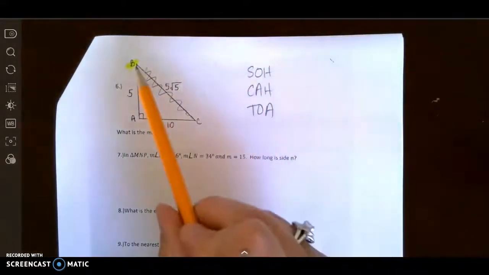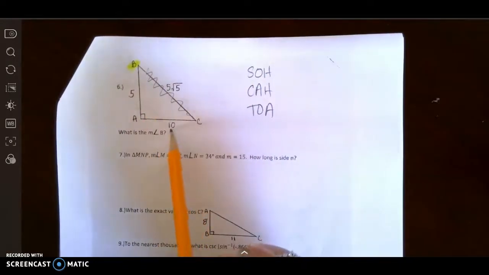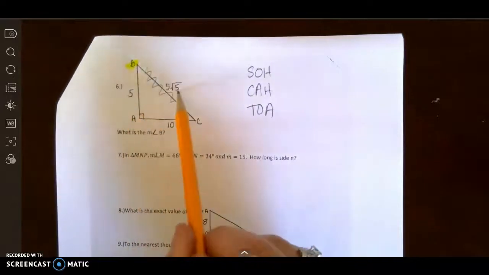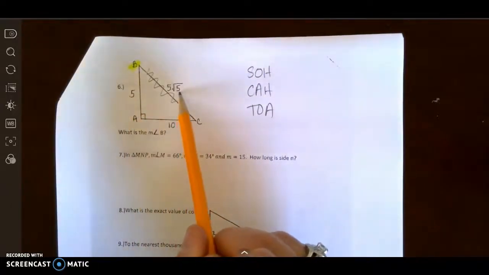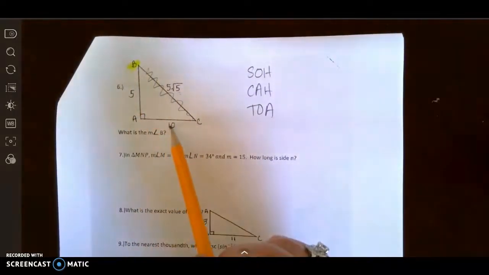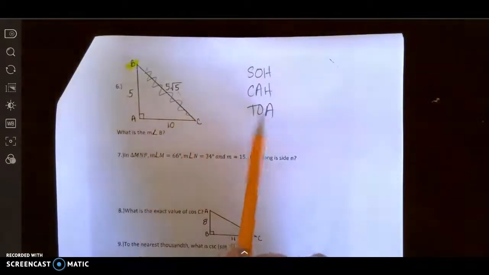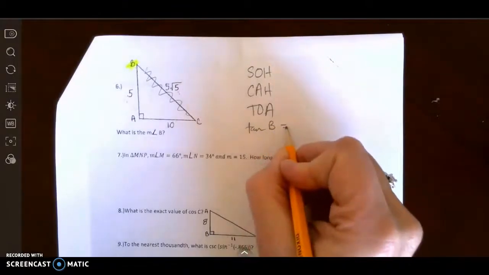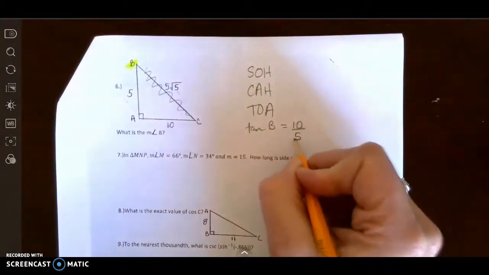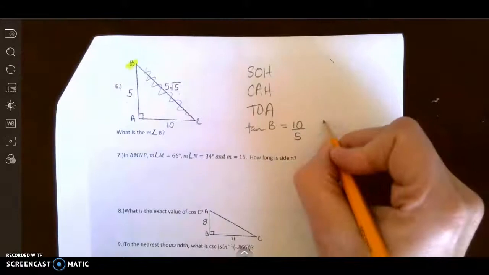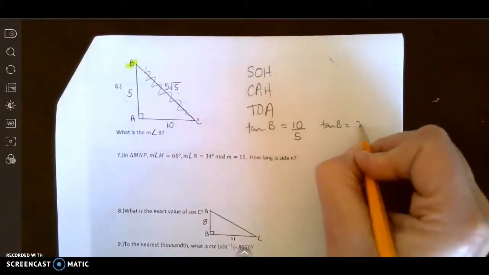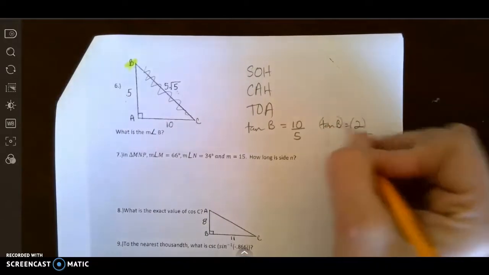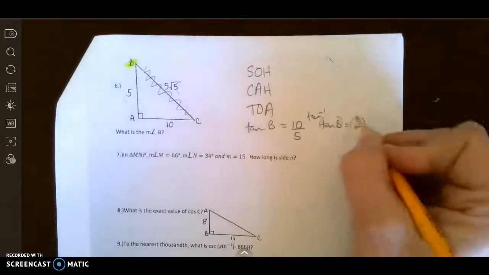So sine would be 10 over 5 square root of 5. Cosine would be 5 over 5 square root of 5. Or tangent would be 10 over 5. I think I'm going to go with tangent. Tangent of B equals 10 over 5. In other words, tangent of B equals 2. So to find B, I just can take the inverse tangent.